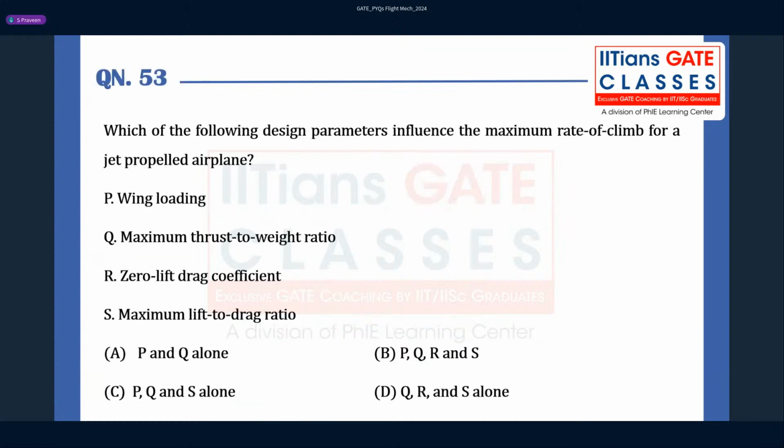Which of the following design parameters influence the maximum rate of climb for a jet-propelled airplane? So we have four options: wing loading, maximum thrust to weight ratio, zero lift drag coefficient, and maximum lift to drag ratio. Right? So underline this: maximum rate of climb of a jet-propelled airplane.